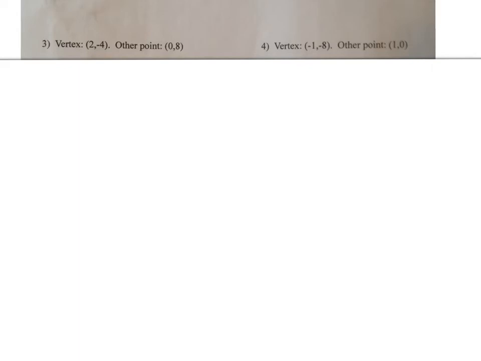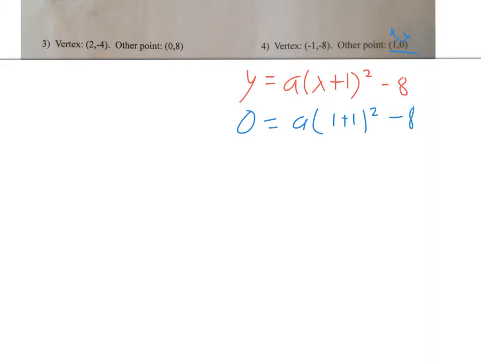All right, next up here, number 4, same idea. We're going to leave a as a variable, and then we switch the x value of the vertex, but keep the y value the same. And then we're going to plug in this other point as our x comma y. So we'll say 0 equals a times 1 plus 1 squared minus 8. We'll go ahead and do the parentheses here, and then we'll square it, so then we get 4a minus 8.